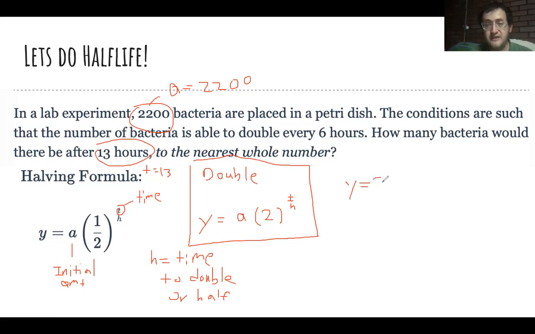So we're going to put our initial amount. So we have 2,200 times 2 to the 13 over 6. And now you just kind of let the calculator take care of it. So you could go to your Delta Math calculator. I suggest that if you have a fractional exponent, that you spend the time putting parentheses around your fractional exponent.